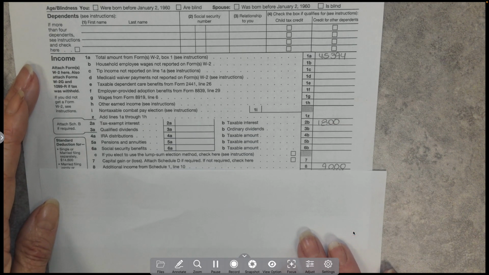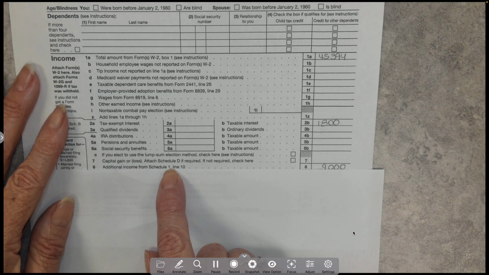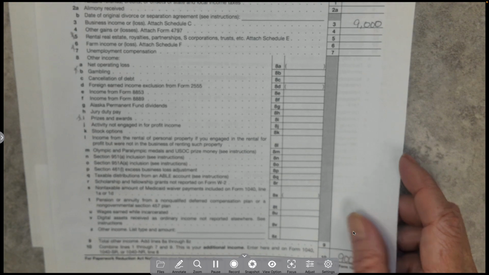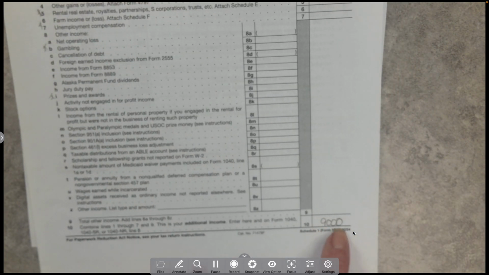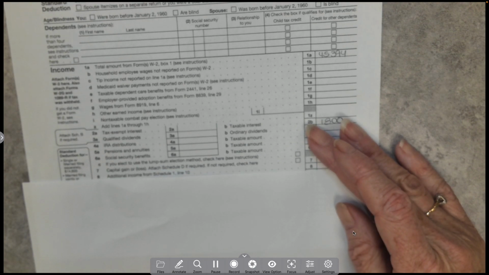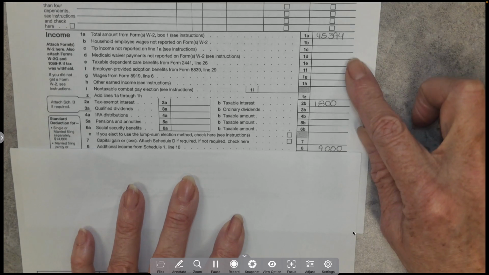Then we go down here, and we are going to add any additional income from line 10 on Schedule 1. So back on Schedule 1, we are going to go down to line 10, and we can see that he had $9,000, okay? So the $9,000, that's what we are going to end up putting down here. That is his income from his business, from his taco business.